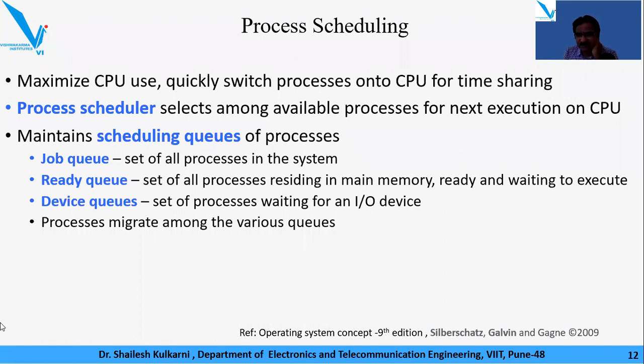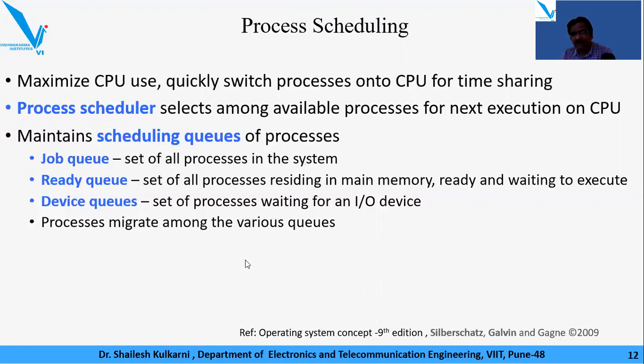Ready queue: the set of all processes residing in main memory, ready and waiting to execute. When they are in a ready state, they are ready and waiting to execute. And device queue: the set of processes waiting for an IO device. Whenever resources are being shared and a few processes intermittently use them, the processes that have a dependency on external IO devices form another queue that is expected to be maintained. And then finally, the process migrates among the various queues.